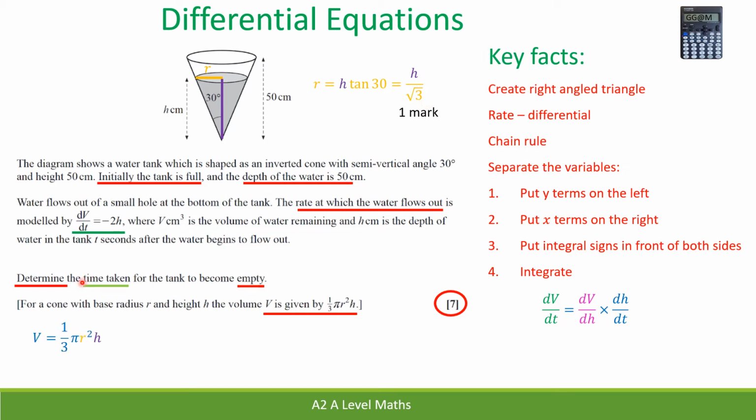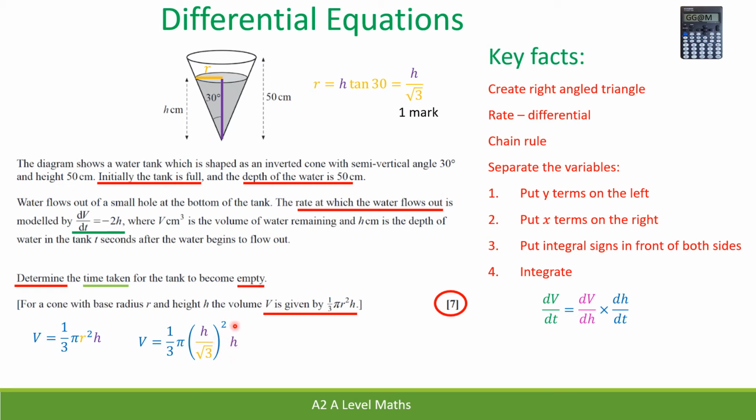From here, I need to substitute this into V equals 1/3 pi r squared h. This formula is given to you in the exam. We now know r is the same as h over root 3, and h will just remain the same. So I can write V equals 1/3 of pi times h over root 3, all squared, times h.